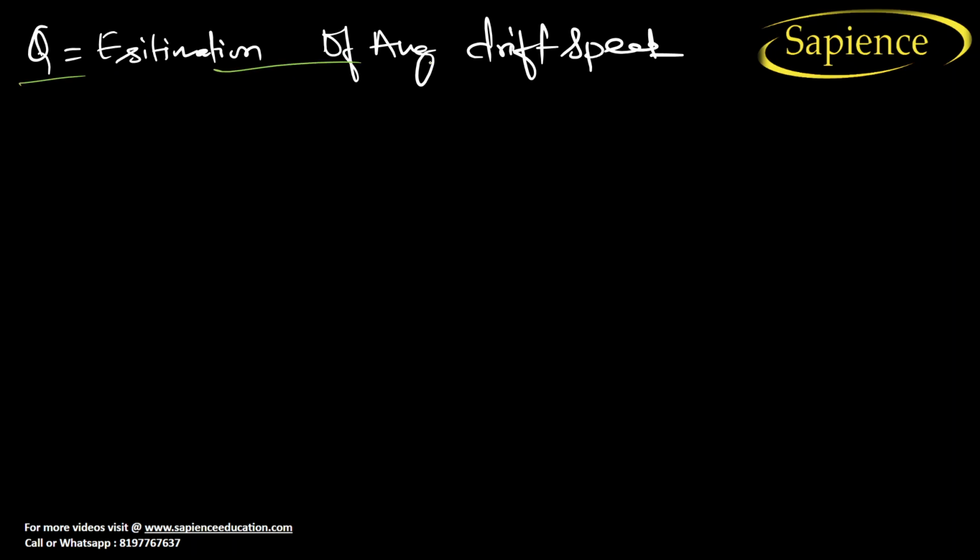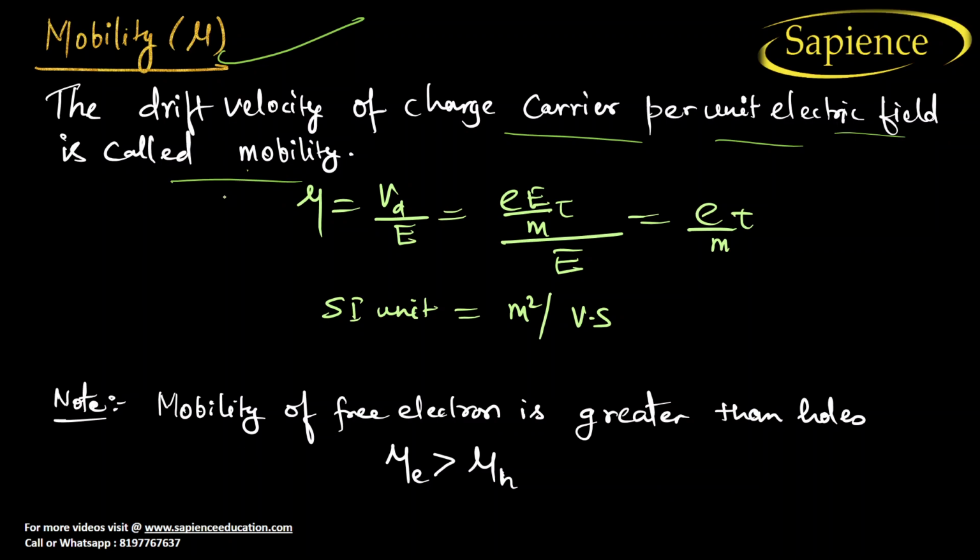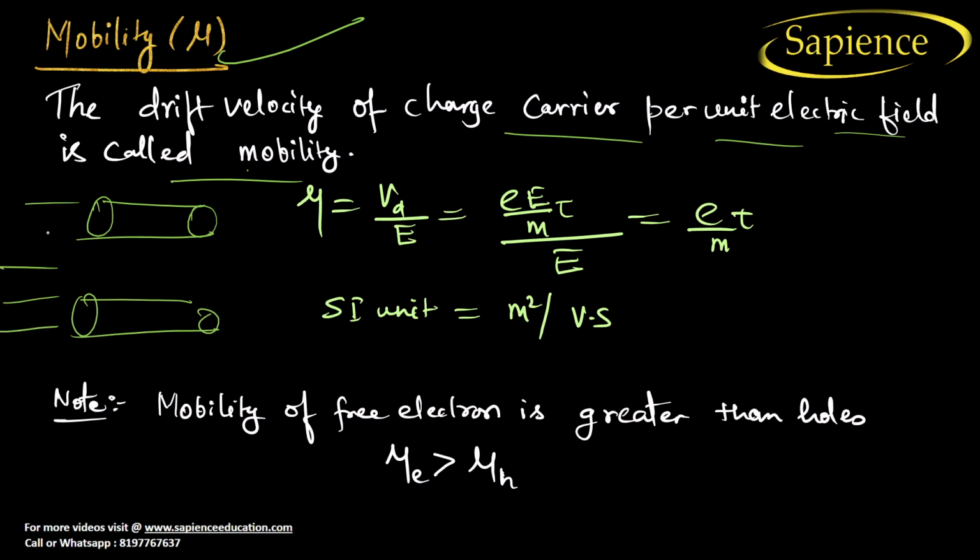Q, estimation of the average drift velocity. Now, we need to understand what is mobility. The drift velocity of a charge carrier per unit electric field is called mobility. See, I will give you two conductors like this, and in these I will apply the same electric field E. But in this one, I am seeing that the drift velocity is 2 meter per second, but in this one, I am seeing 4 meter per second.